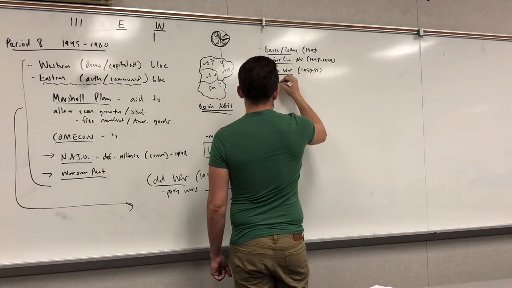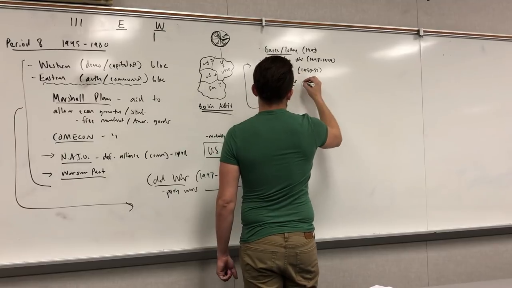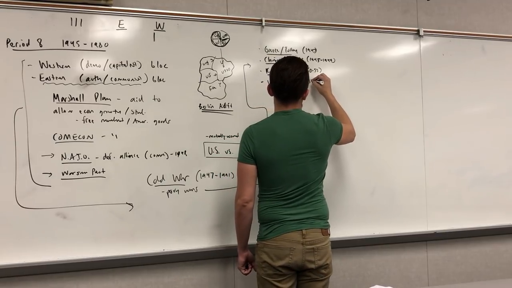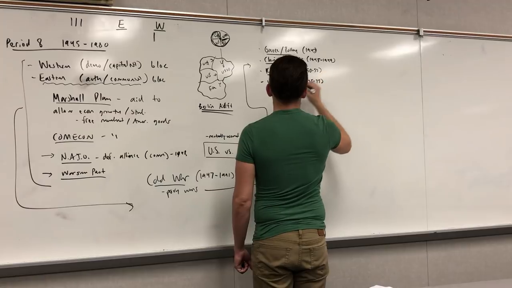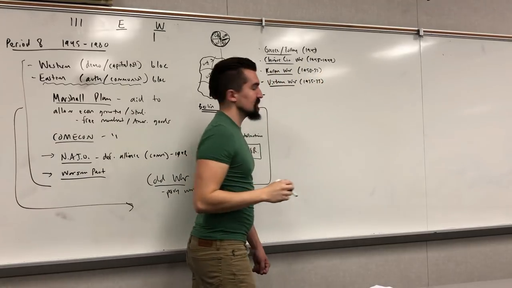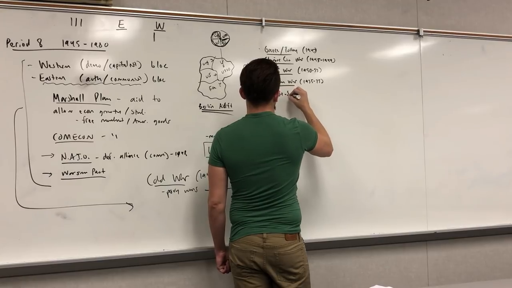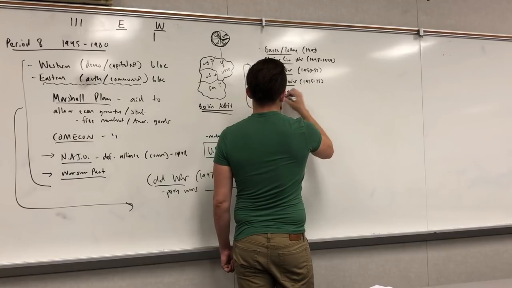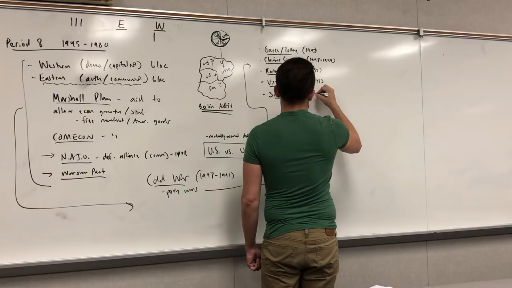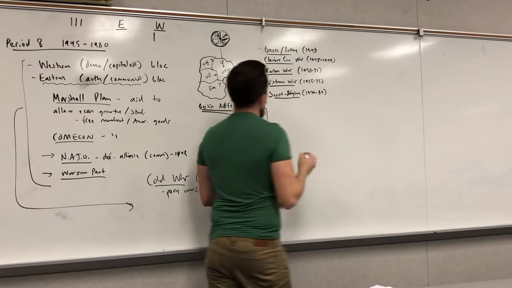Vietnam War, which has different dates. You can choose any starting point. We'll just say 1955 to 75 to keep it simple. The U.S. wasn't there the entire time. And then the Soviet-Afghan conflict or war, and that is, I believe, 1979 to 89. All of these are proxy wars.